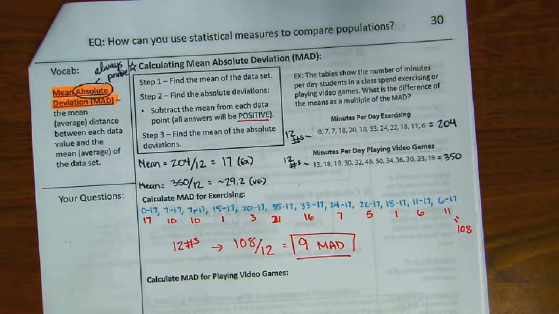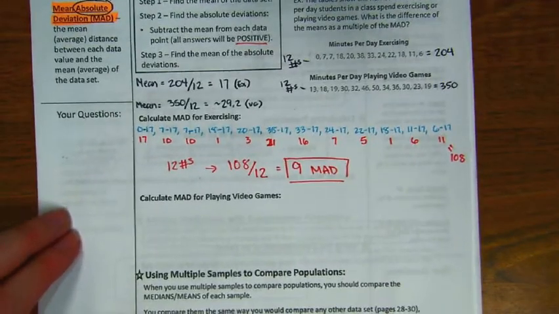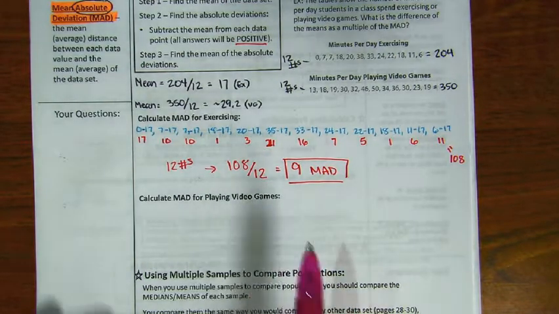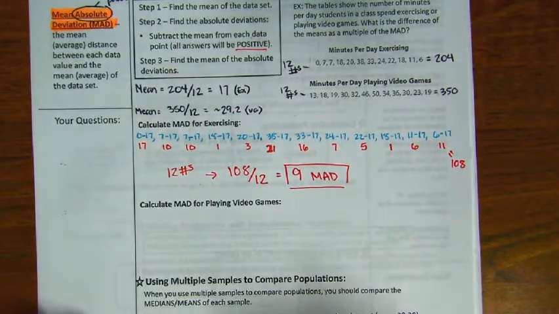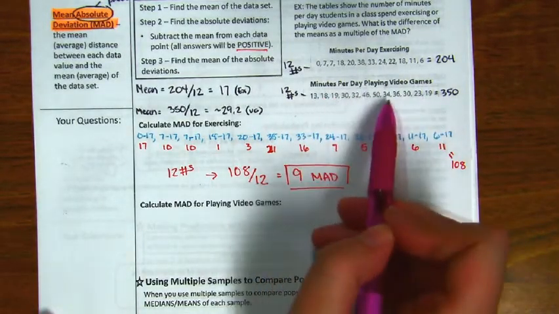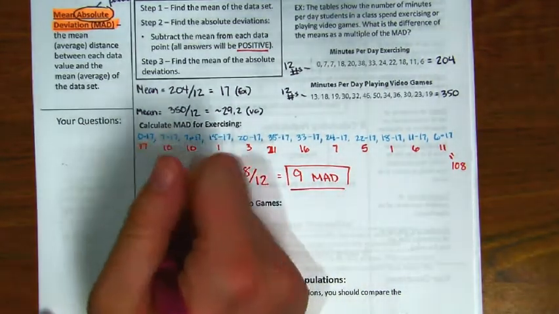Okay, let's do the same exact thing for video games, and I'm going to make video games pink. All right, this one, guys, is going to be a little bit trickier because we do have that decimal in there, so we are going to have a lot of decimals. All I'm going to do is write down each of these numbers in the data set minus 29.2. Okay?